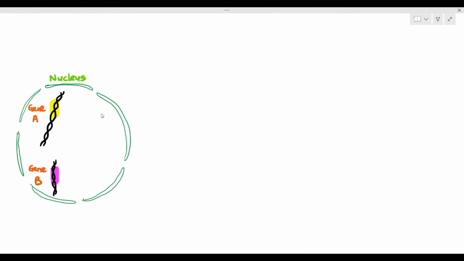Now, the difference between gene A and gene B is that their base sequences are slightly different. The base sequences of gene A and the base sequences of gene B are slightly different. Let's not go into the details yet.